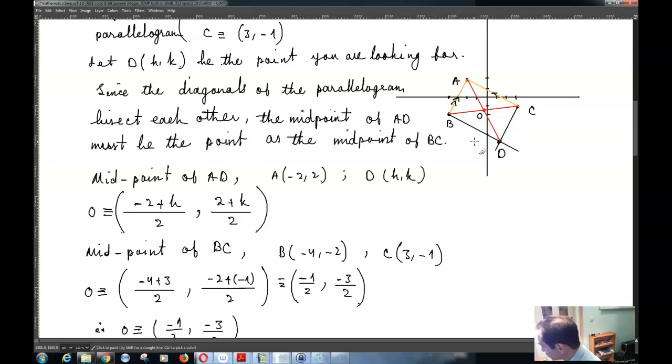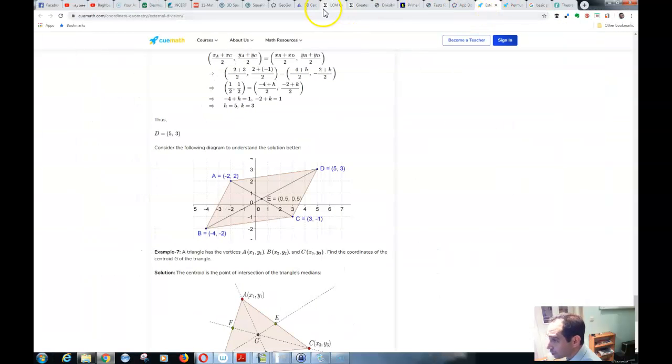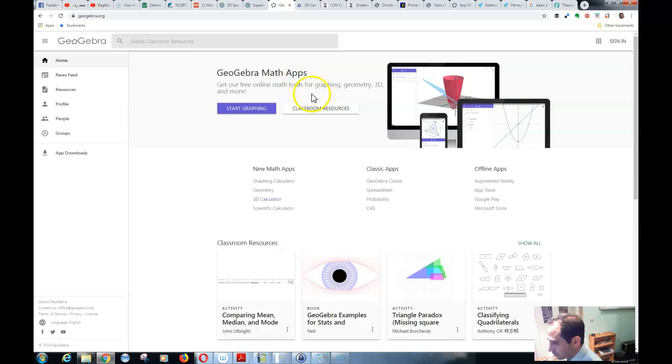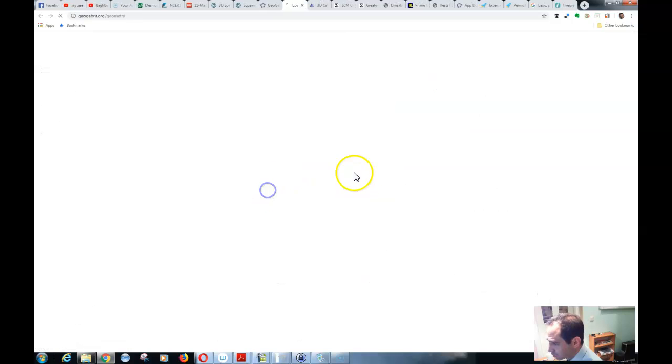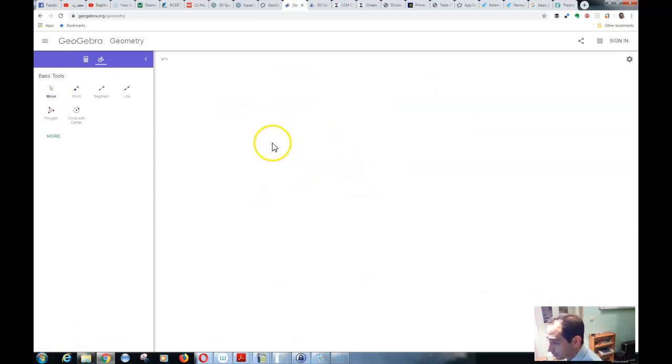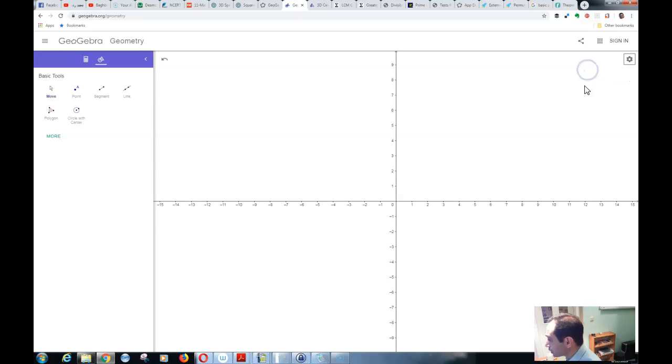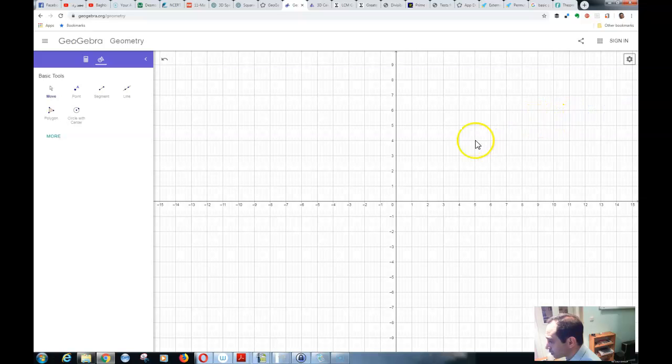Now, I just need to go and find some... let me use GeoGebra. So if you go for the geometry part of GeoGebra, you can go over here, you can show the axes and show the grid, major guidelines and major and minor guidelines. So then you can put a point over here.